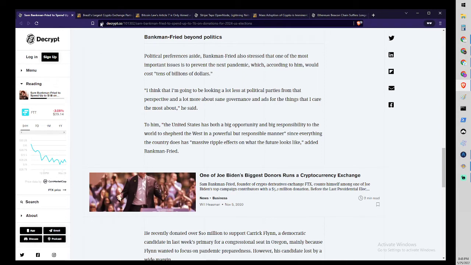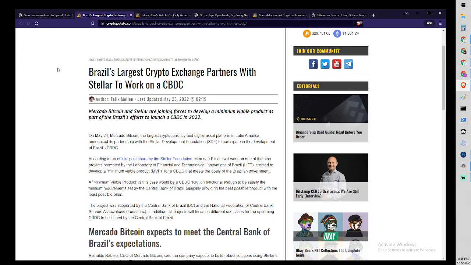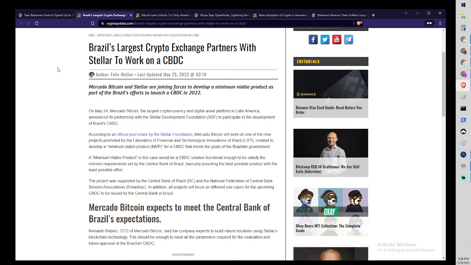All right, Cryptonauts. So we're going to switch over to CryptoPotato.com to get the next news article written by Felix Molin. Brazil's largest crypto exchange partners with Stellar to work on a CBDC, a central bank digital currency. Yes, indeed. Brazil's on the market for a CBDC. This has actually been in the works for quite some time.